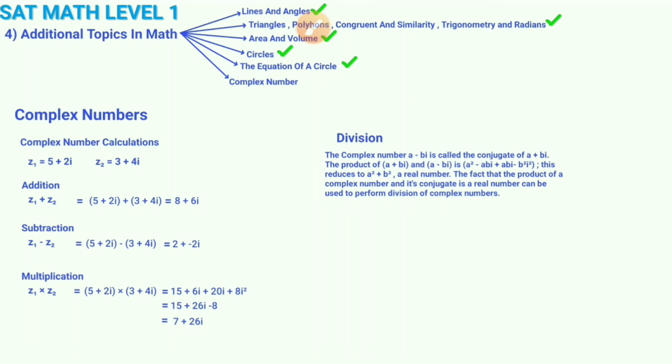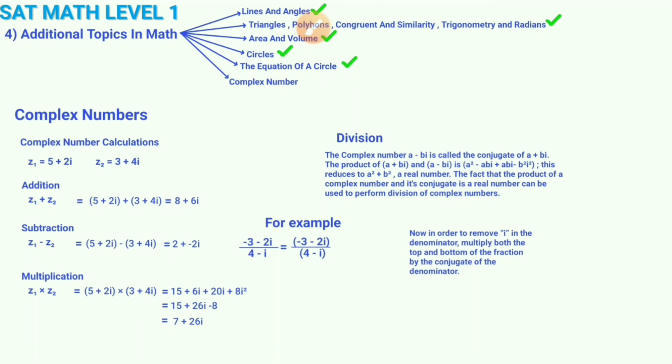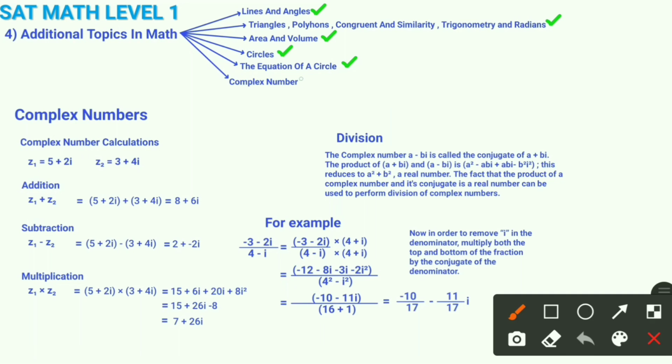Division. The complex number a minus b iota is called the conjugate of a plus b iota. The product of a plus b iota and a minus b iota is this. This reduces to this, a real number. The fact that the product of a complex number and its conjugate is a real number can be used to perform division of complex numbers. In order to remove iota in the denominator, multiply both the top and bottom of the fraction by the conjugate of the denominator, and you get this. That we have completed complex numbers as well, and so part 4 is done.